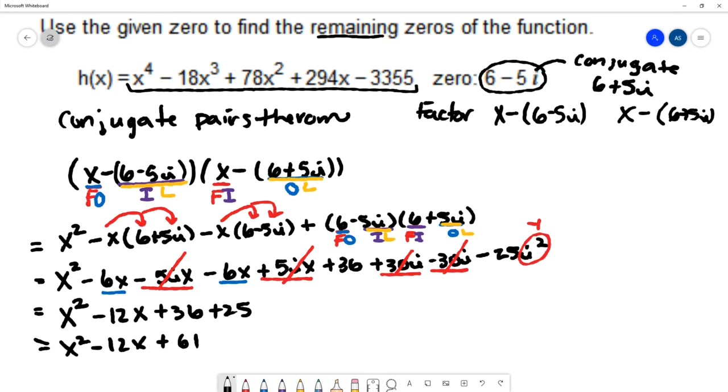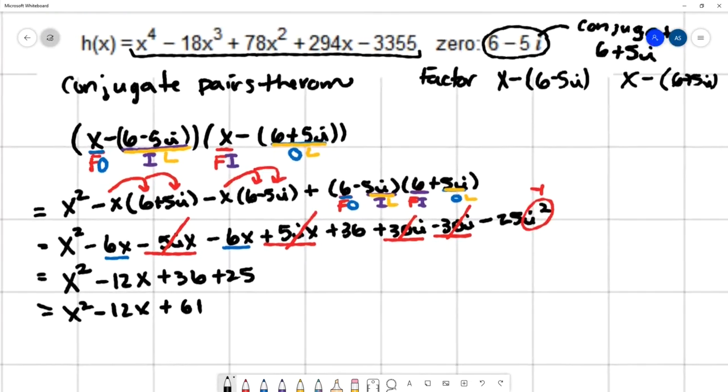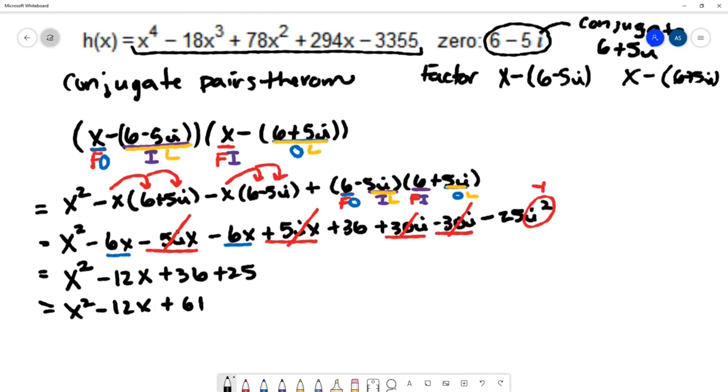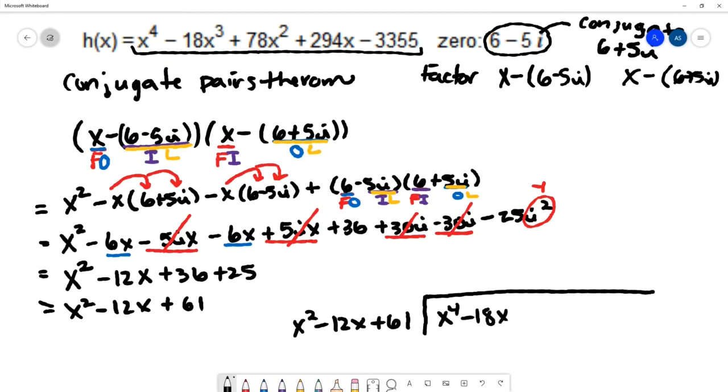So what this does for me is it allows me to now reduce the polynomial by this factor of x squared minus 12x plus 61. And we're going to do that with long division. So I'm going to take this x squared minus 12x plus 61, and I'm going to divide it into x to the fourth minus 18x cubed plus 78x squared plus 294x minus 3,355.